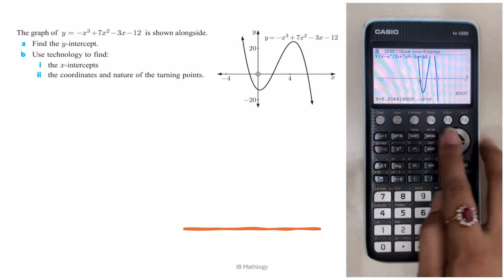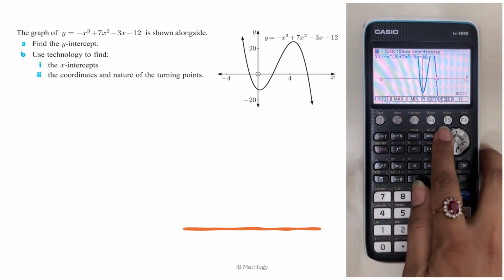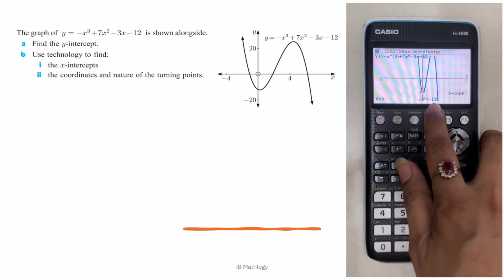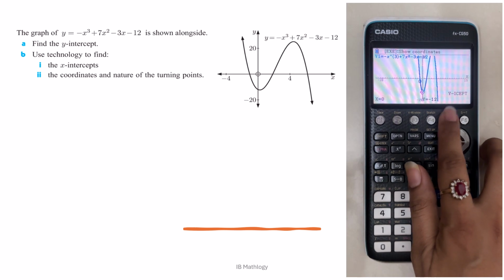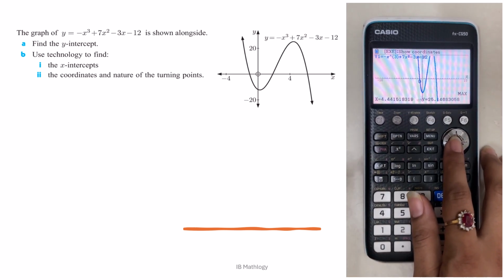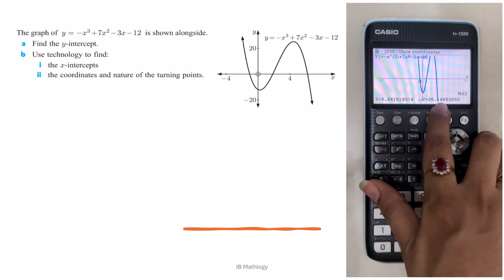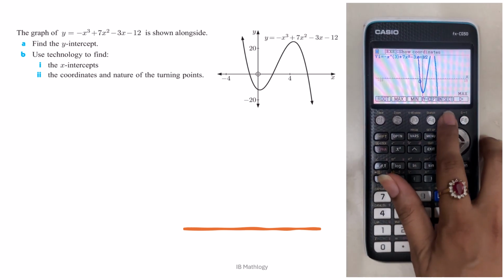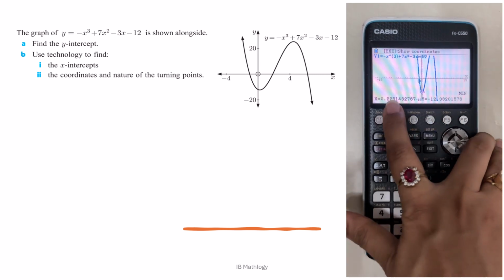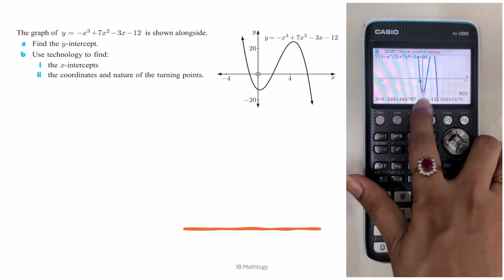Now let's understand how to find the y-intercept. For the y-intercept, you can see it is coming as minus 12. Again press G-Solve. Let's check the maximum turning point. The maximum turning point is 4.441, 25.146. And the minimum turning point will be 0.225, minus 12.332.